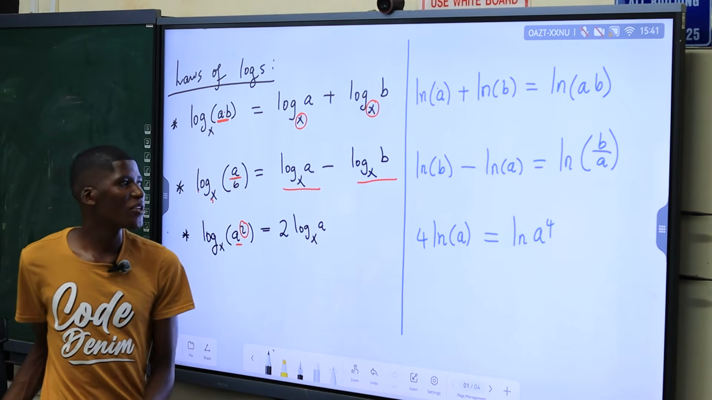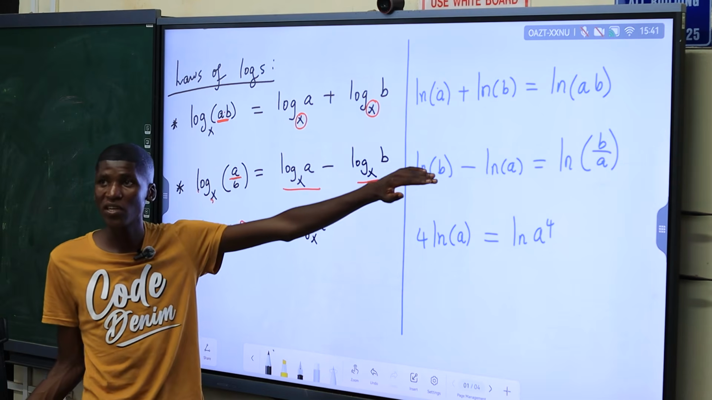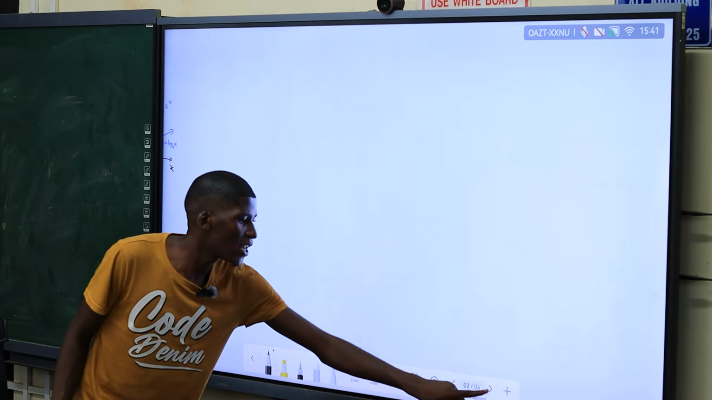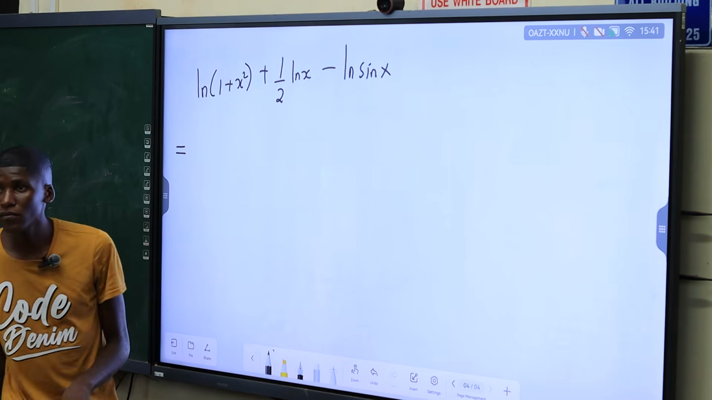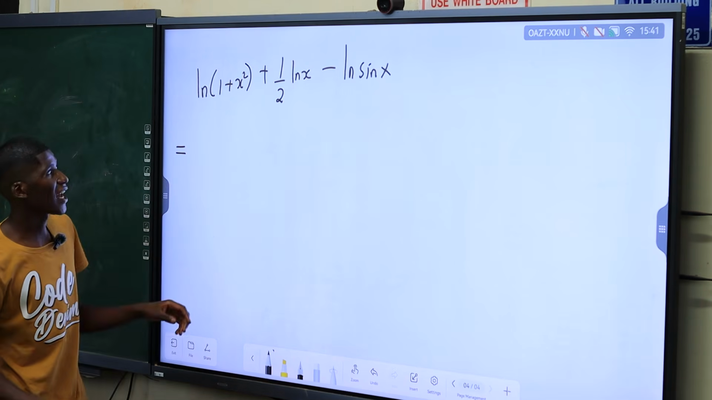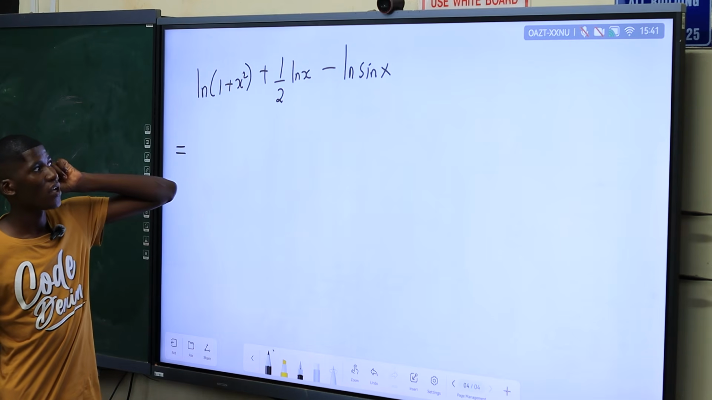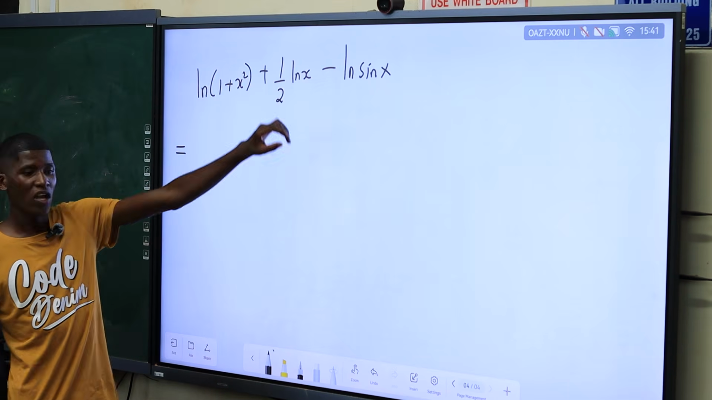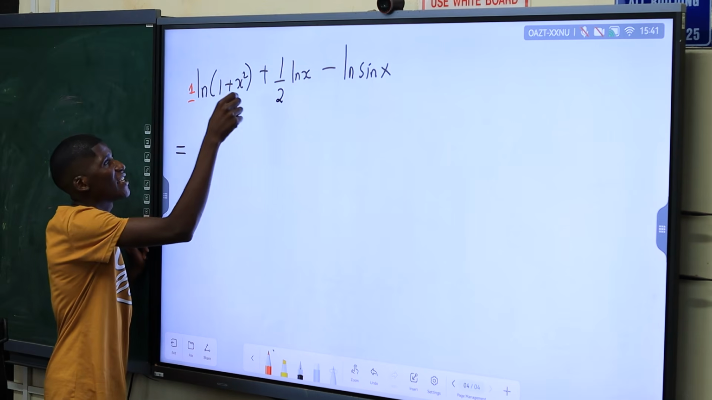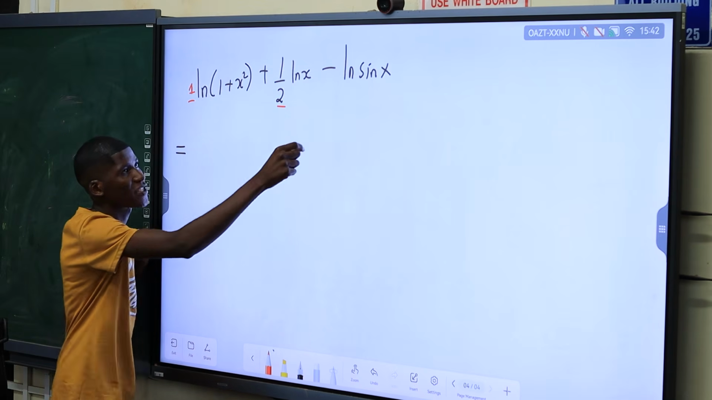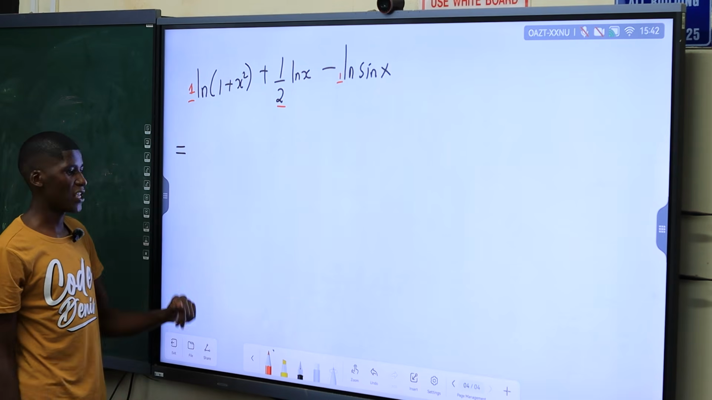Which law can we use to make it one function? The laws are written down. So now let's go here. How can we do it? Let's start with the 1 over 2. We must make it an exponent. What must our coefficients be? They must be 1. The coefficient of your logarithmic function must be 1, or negative 1, I mean.